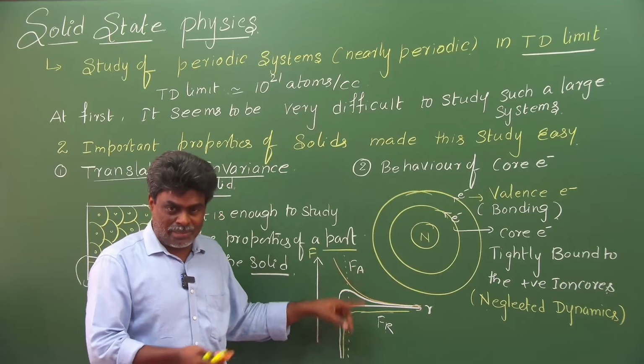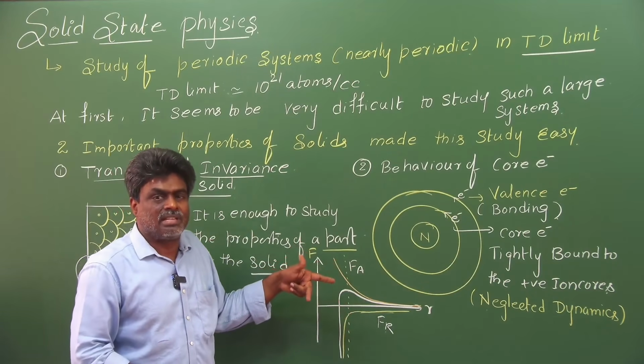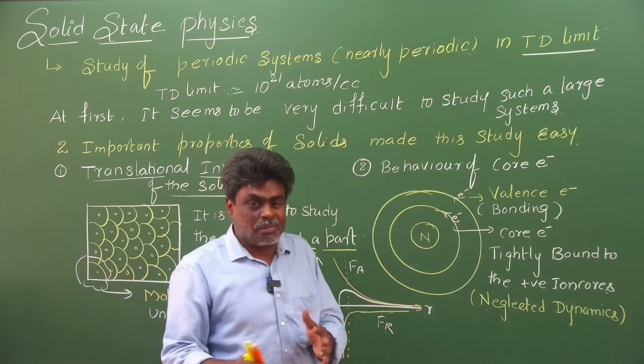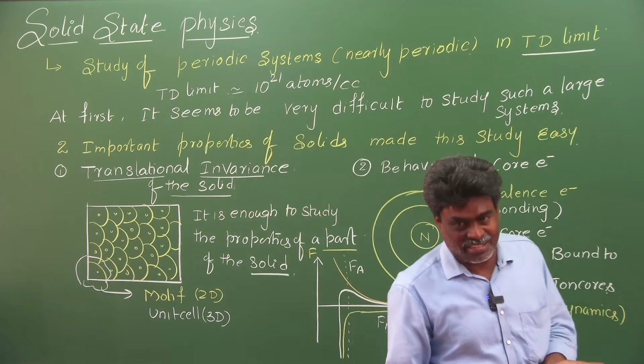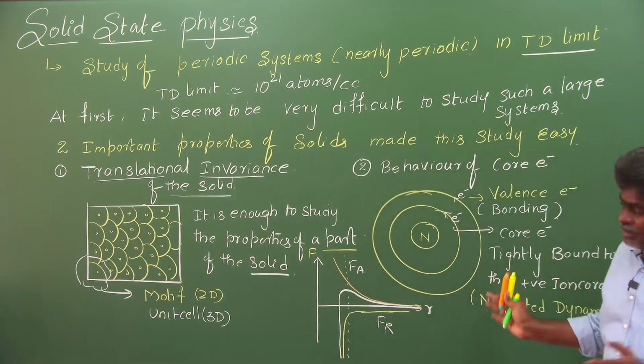Attractive becomes repulsive and repulsive becomes attractive, and this curve is also a little bit reversed. The reason is F equals minus dU by dR. That is the reason the curves will be reversed. I hope you understand what I am explaining here. Come on, write down.